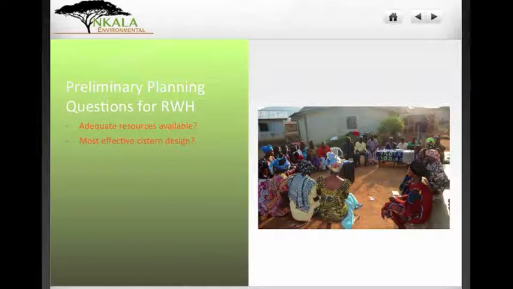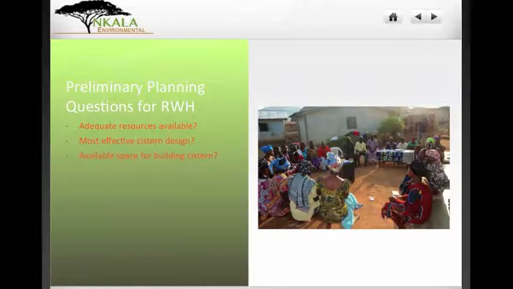The second question is, what is the most effective cistern design? And this depends a lot on your context, the size of your cistern, as well as the size of your wallet. So these are some planning questions that, as you see in this picture here, a group of Africans meeting on this topic are trying to answer.